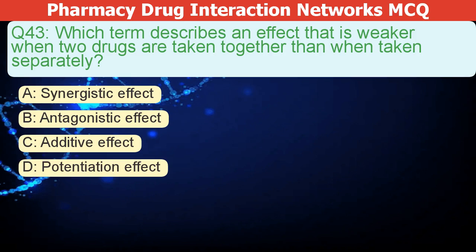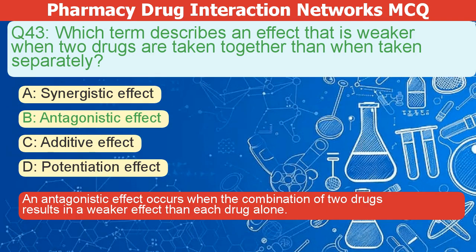Which term describes an effect that's weaker when two drugs are taken together than when taken separately? A. Synergistic effect. B. Antagonistic effect. C. Additive effect. D. Potentiation effect. The correct answer is B. An antagonistic effect occurs when two drugs combined have a weaker effect than each drug used alone.